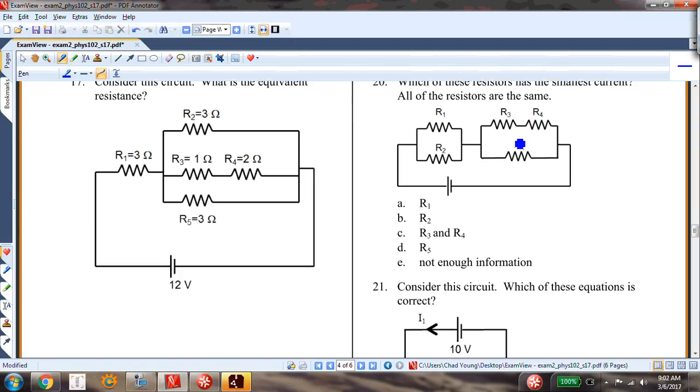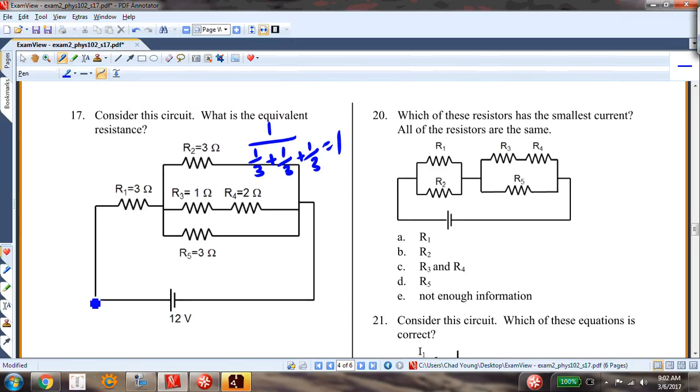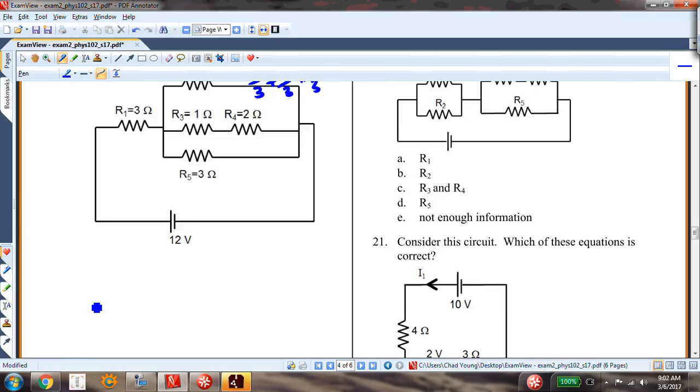What is the equivalent resistance? So 3, 3, and 3. 1 over 3 plus 1 over 3 plus 1 over 3, that's equal to 1. And then I have that in series with a 3 ohm resistor, so it's going to be 4 ohms. So this number 17 is A.